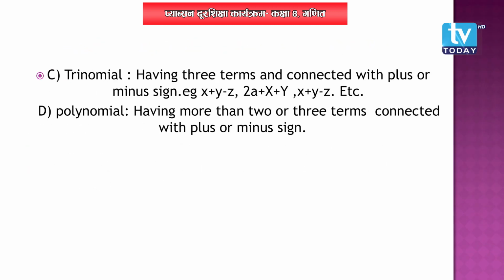Third, it's trinomial. So here 3 terms are there. Have you seen? x plus y plus z. Either it will come with a plus sign or it is coming with a minus sign. Plus sign also there, minus sign also there. And terms are also, you can count over there, there are 3 terms.